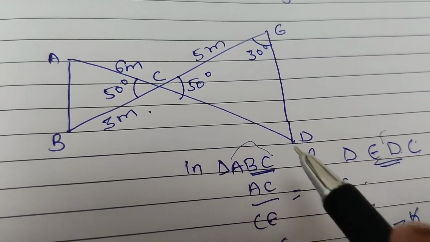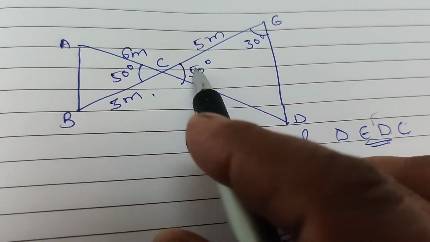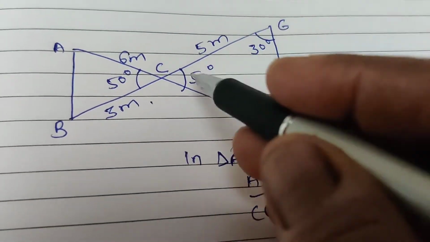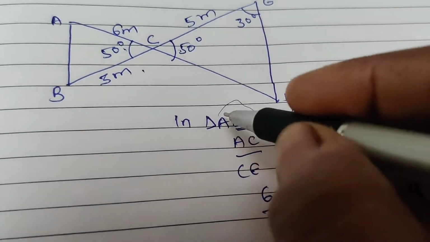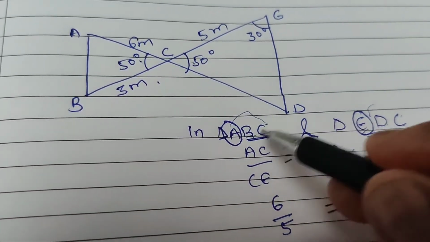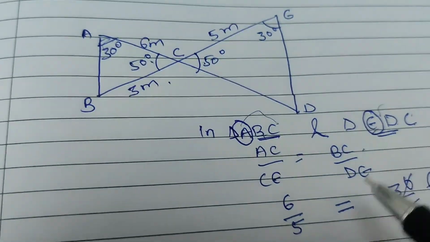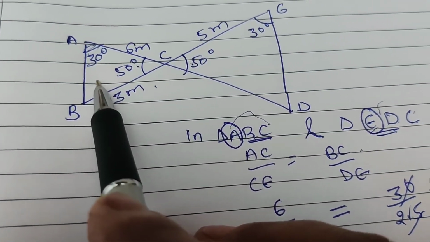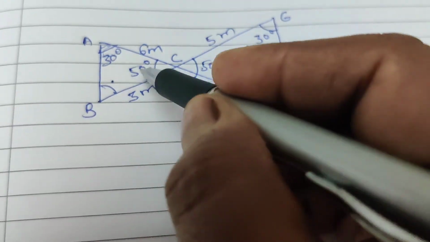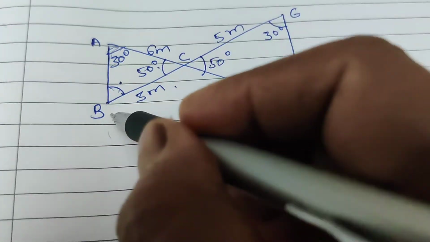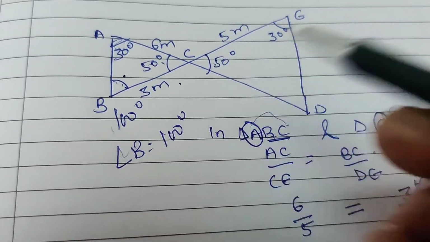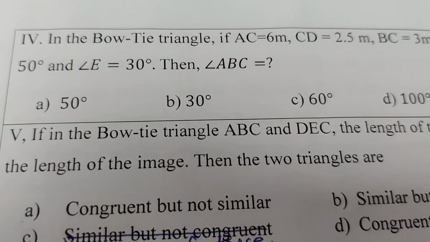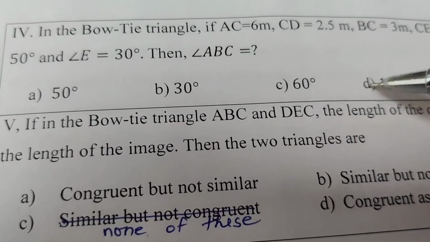Now by SAS, the including angle is equal. If this angle is 50 degree, then suppose angle E. Now the angle E equal to angle A. By the similarity, E equal to A is 30 degree. Now find the angle B. We have to find the angle B. 50 plus 30 is 80. 180 minus 80 is 100 degree. Then angle B equal to 100 degree. The right option is D, 100 degree.